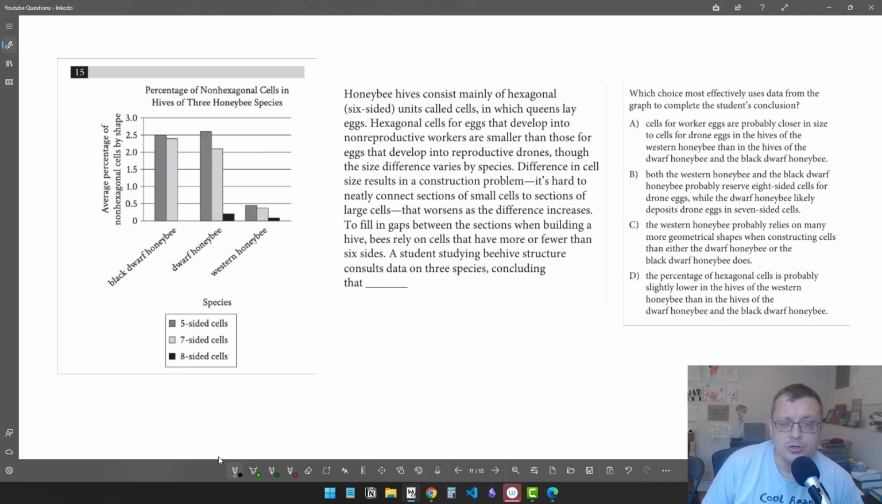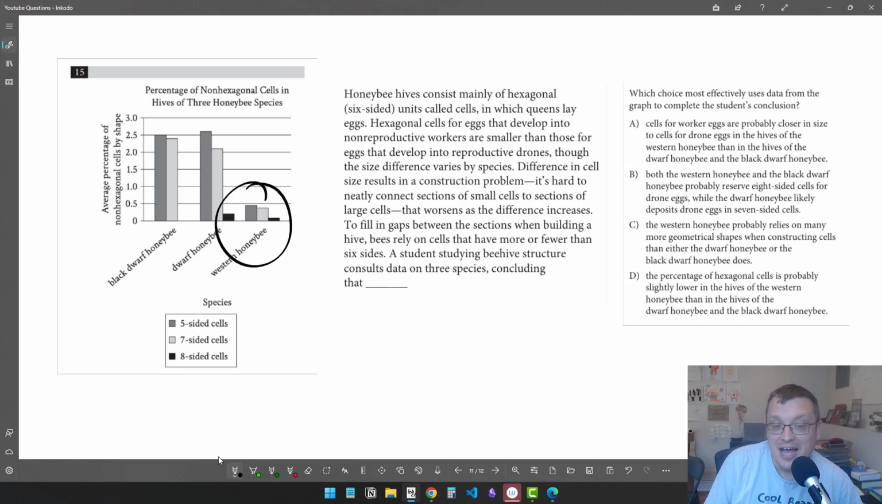Now, when we go back to the text, it said hexagonal cells for eggs that develop into non-reproductive workers are smaller than those for eggs that develop into reproductive drones. And then it says later, this difference in the size, which causes this variation, worsens as the difference increases. So the larger the difference in these cell sizes between reproductive and non-reproductive, between, say, workers and drones, the more you need to fix it, right? The more of the other cells you would need to account for the size difference.